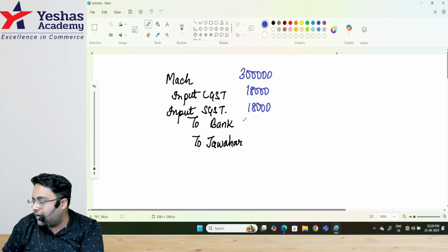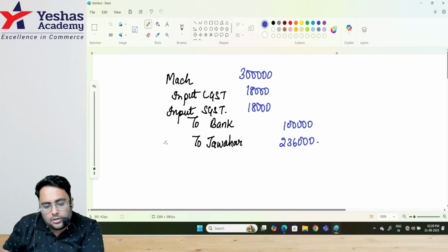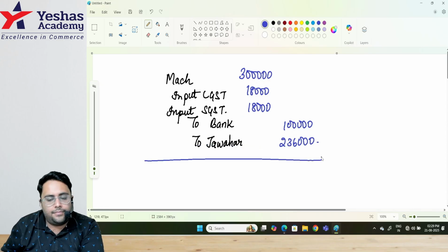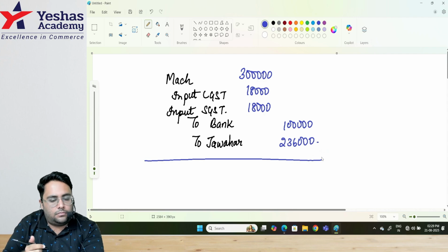How much is paid immediately? 1 lakh. What is the balance? 2 lakh 36,000. How many of you got this right? Good. Can we go ahead?